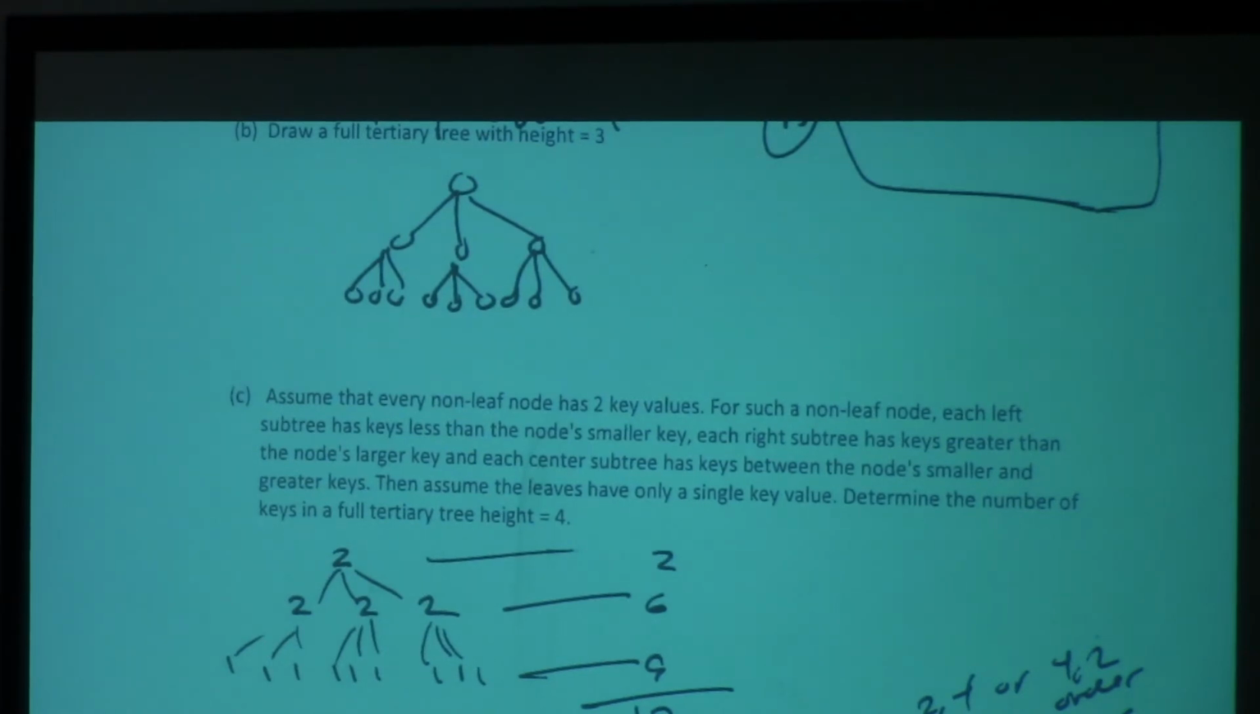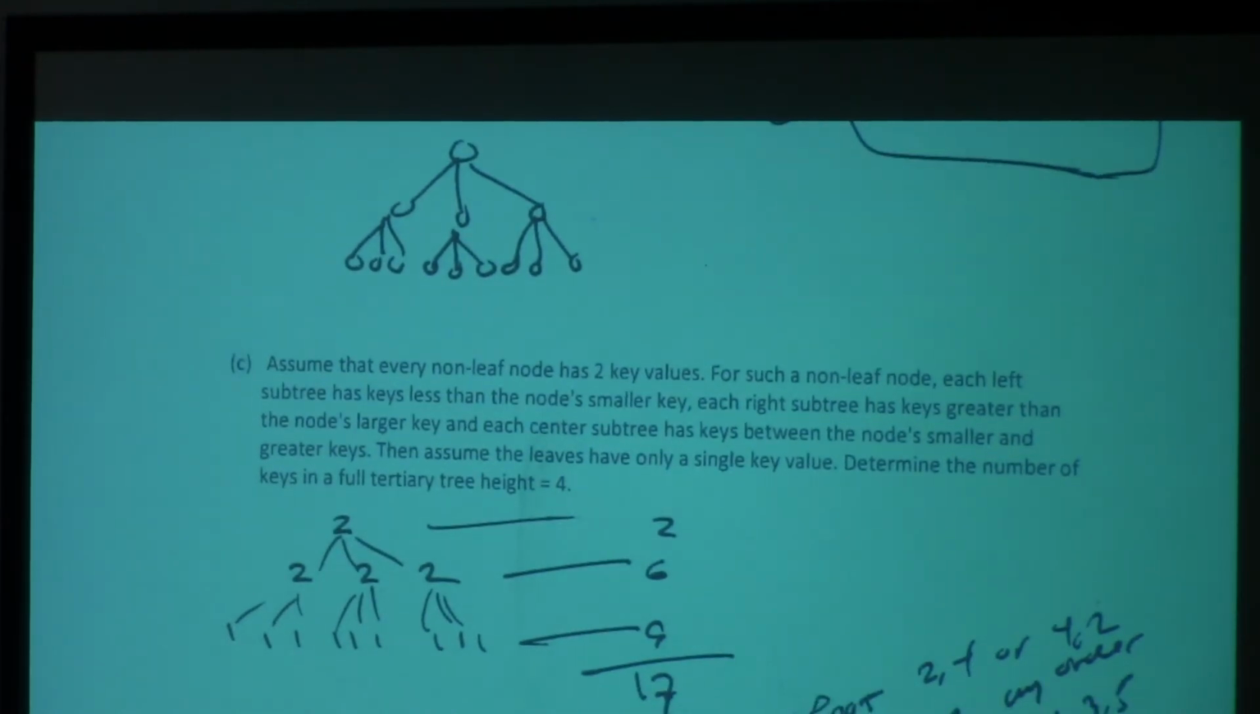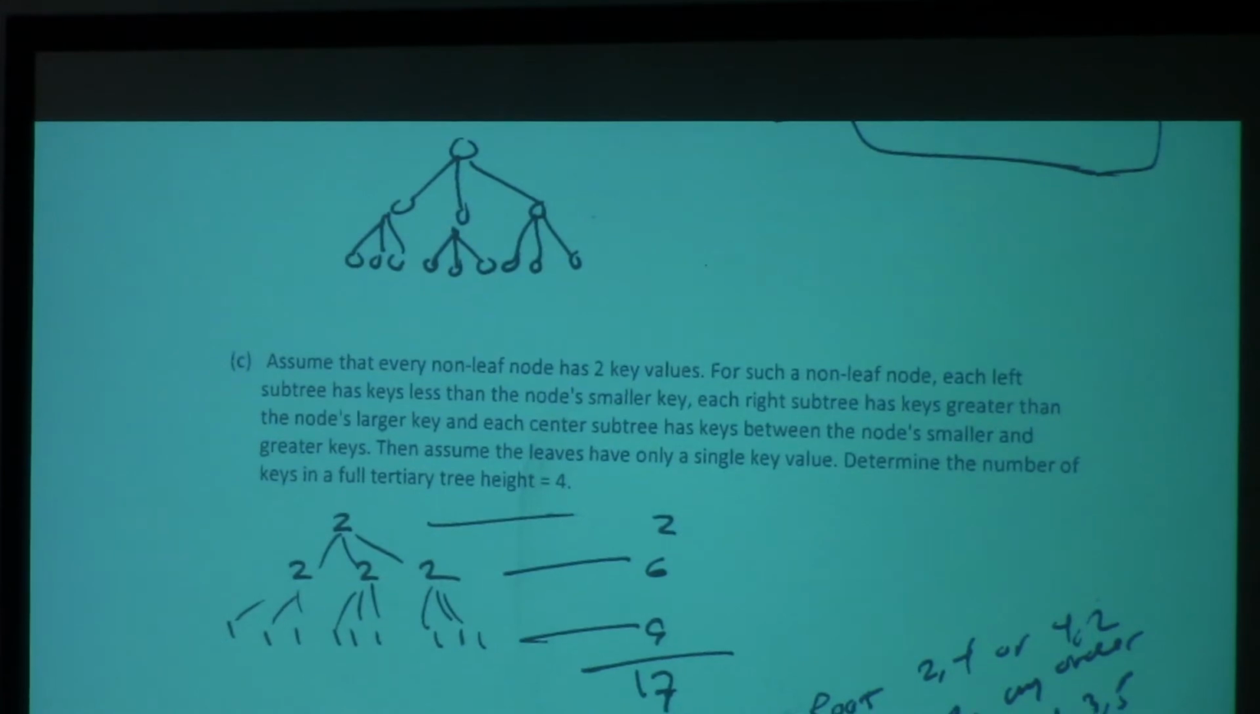So 53 should be the answer. How many people got 53? Okay, you did better than me. All right, good job. So that should be 53. Anybody got 17? Okay, that should be 53.